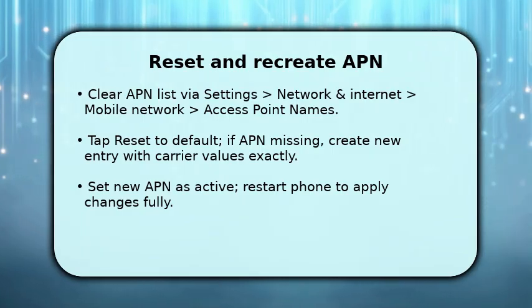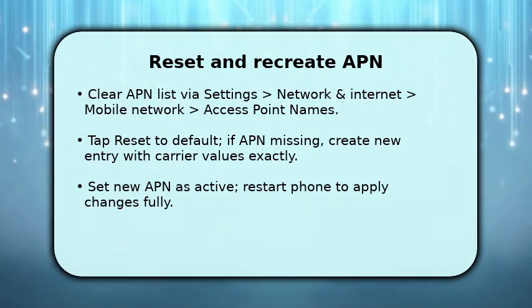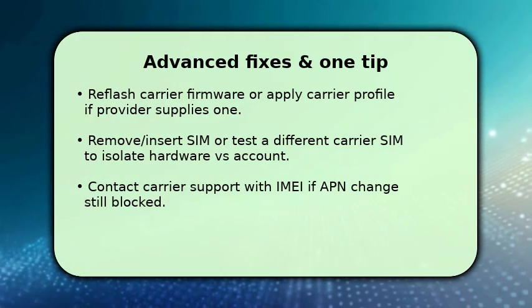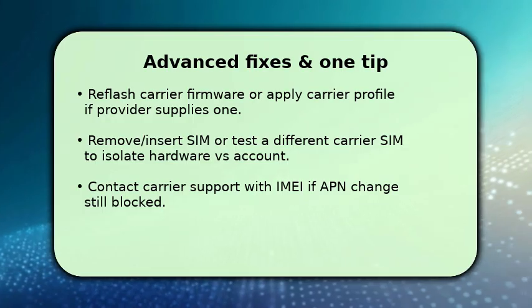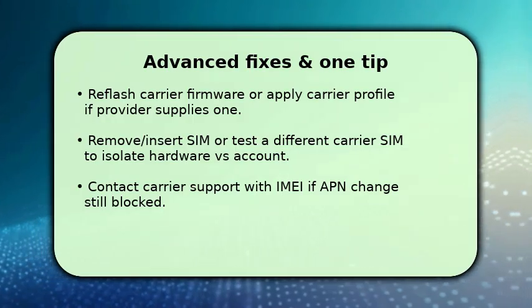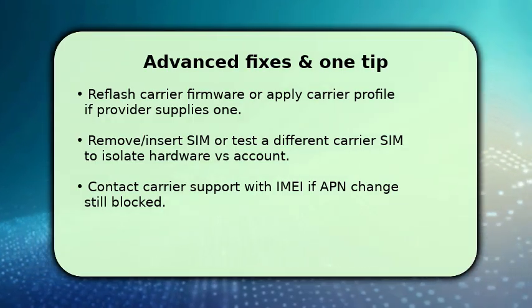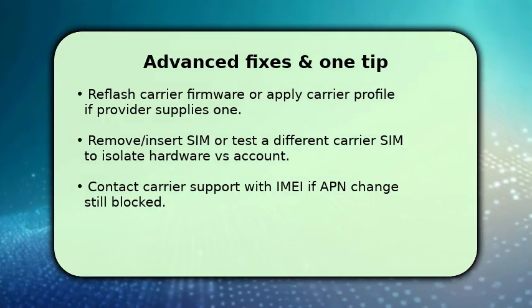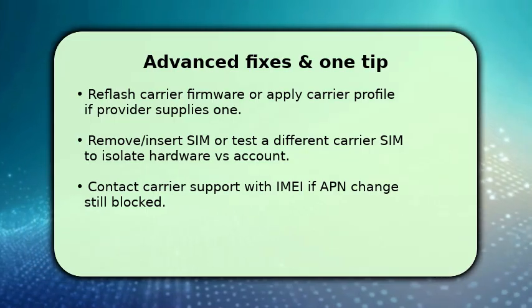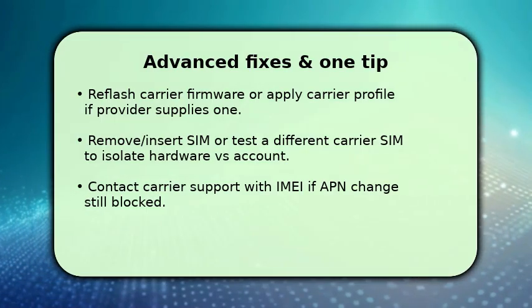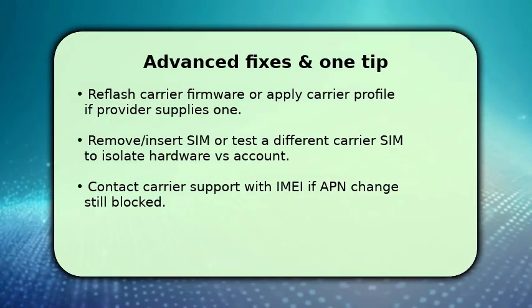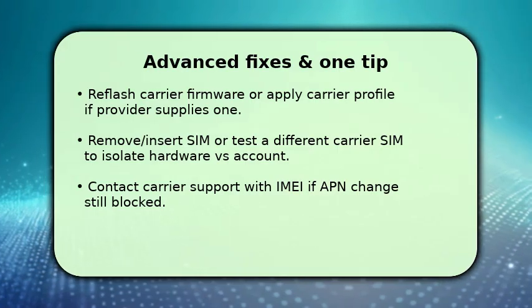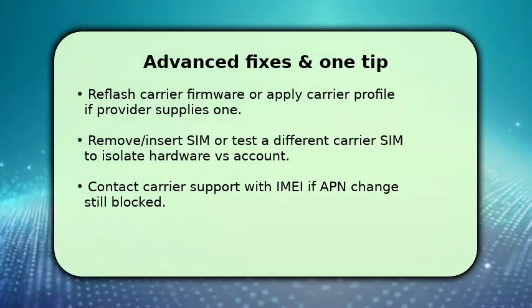For final steps, you escalate to advanced fixes when basic methods fail. Try reinserting the SIM, test another carrier SIM to rule out hardware, and if permitted, flash the carrier profile or update carrier settings through their tool. If the APN menu remains unavailable, contact your carrier with the device IMEI and account info so they can lift provisioning blocks. Troubleshooting tip: if changes don't apply, clear the phone and carrier services.